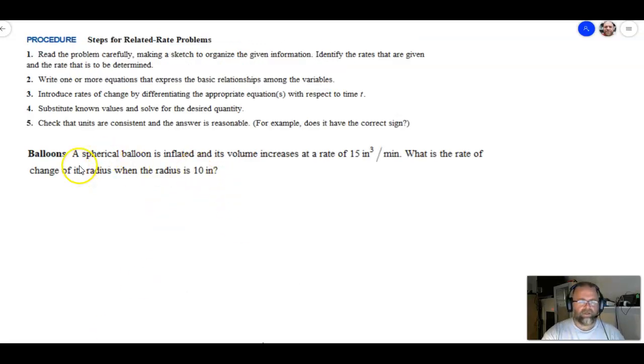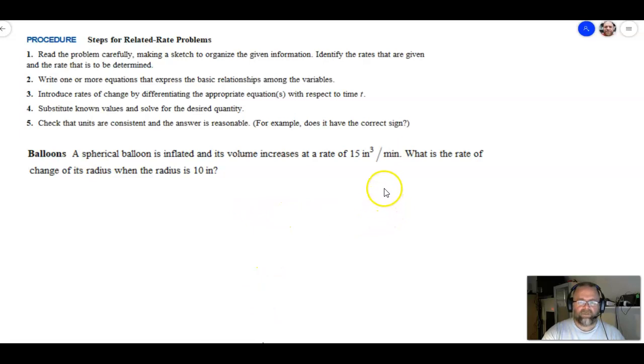Okay, so here it says a spherical balloon is inflated and its volume increases at a rate of 15 cubic inches per minute. What is the rate of change of its radius when the radius is 10 inches? So go ahead and give this one a try. Read through the procedures, draw some pictures, see how far you can get, and then we'll go over the solution.